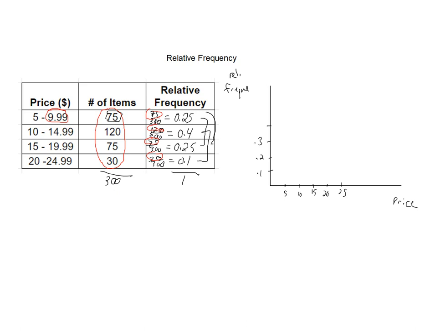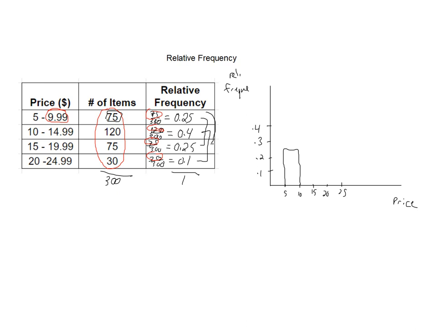And the highest I need to go here is 0.4. So we know that this first bin from $5 to $10 is 0.25. So again, I'm just going to draw a bar, ideally with a ruler, or at least a straight edge. But I think you get the idea. So there's our first one.